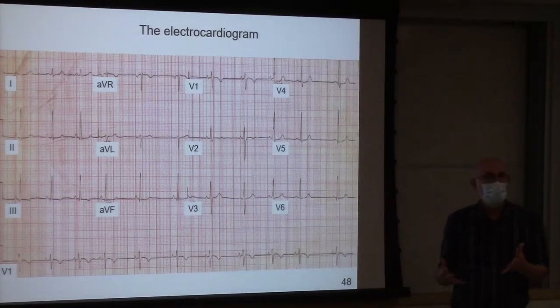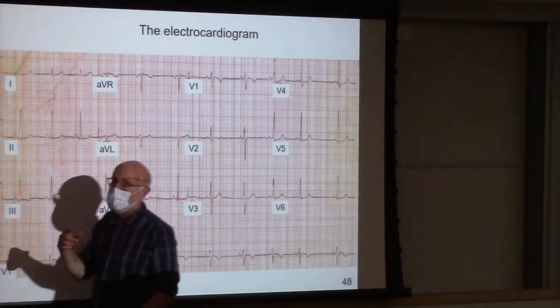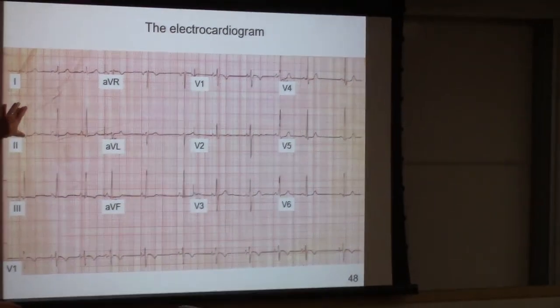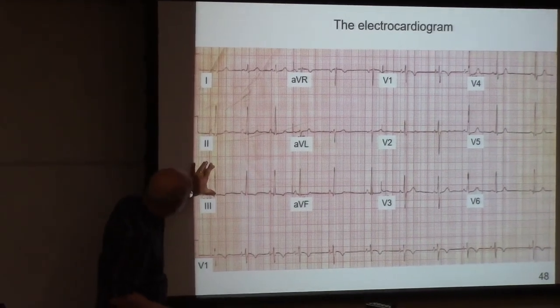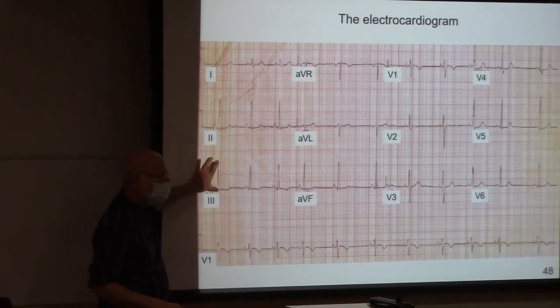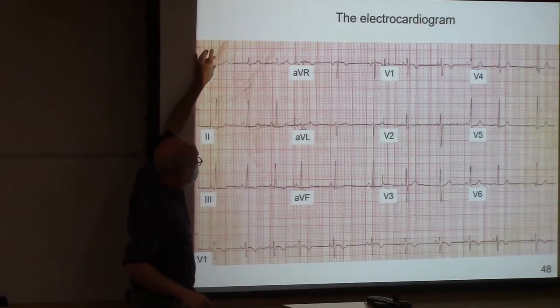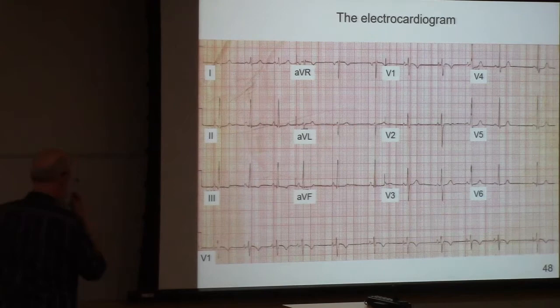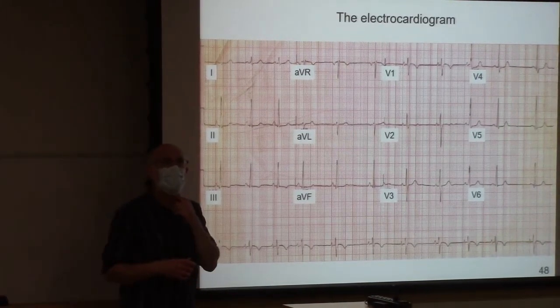So now you understand the electrocardiogram. You can see that in this patient, the QRS complex was big in lead 2, big in lead 3, small in lead 1. So let's see if we can figure this out. Well, you can figure this out as homework.